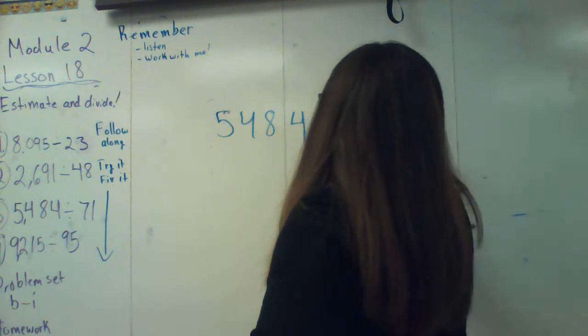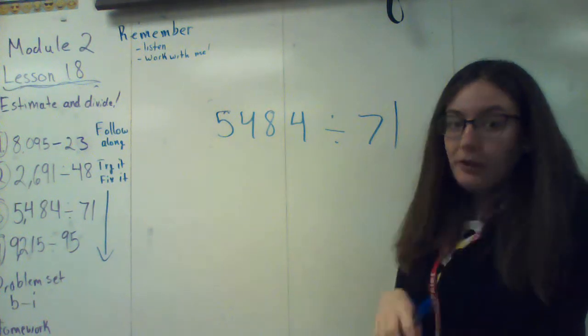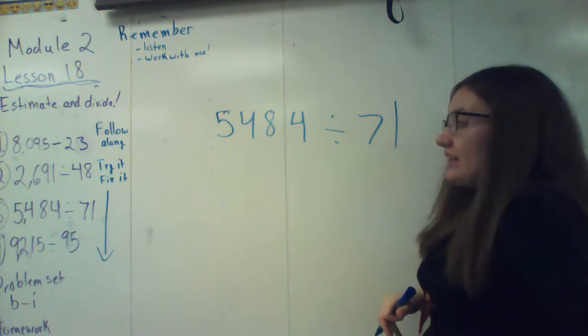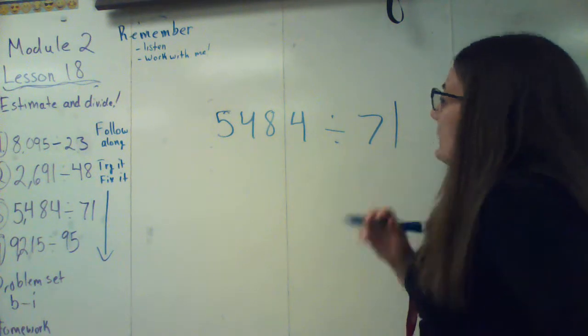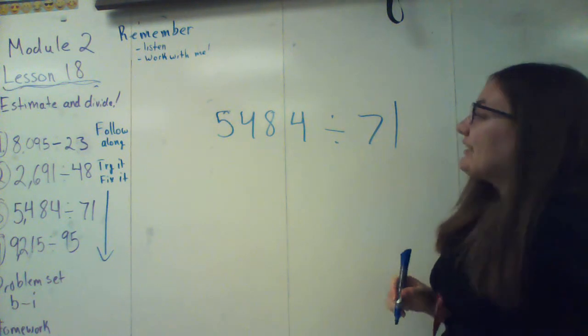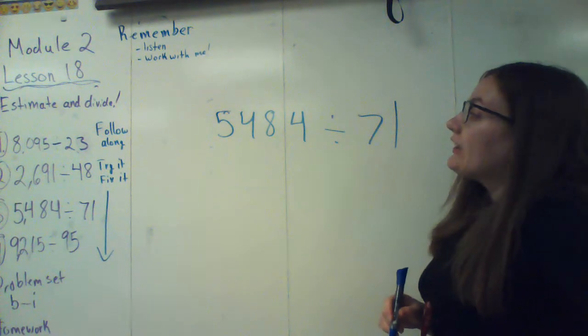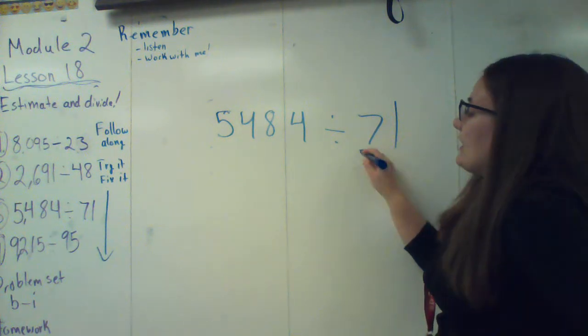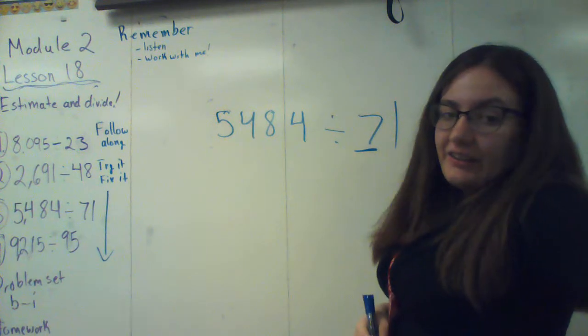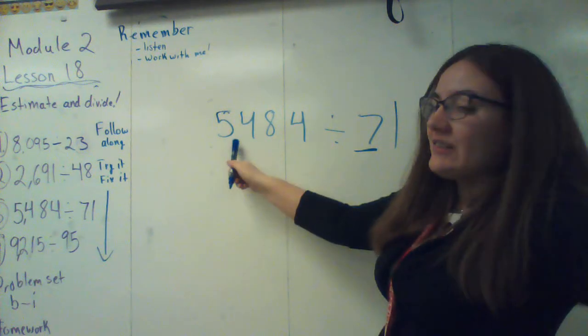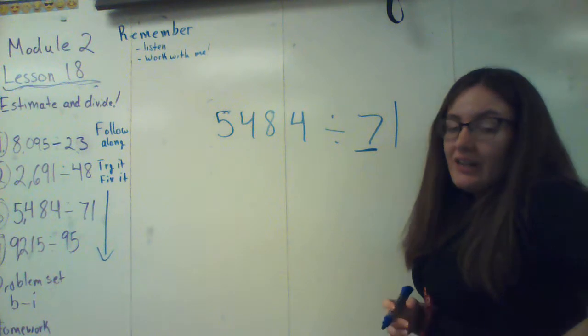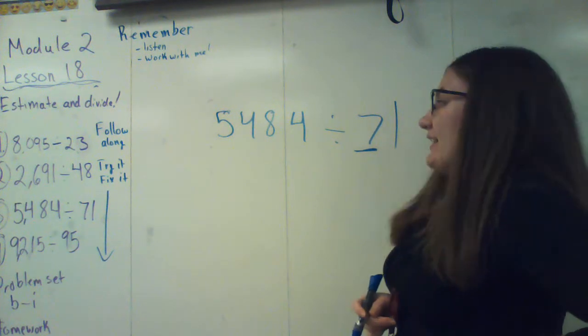The next one is 5,484 divided by 71. Go ahead and pause the video right now so you can try this problem on your own. For this one, again, I can think of it in a couple of different ways. Maybe I could think about what factors of 7 are close to 54. That might be the easiest way for me to get my estimate right now.